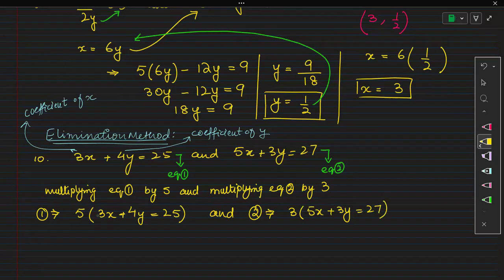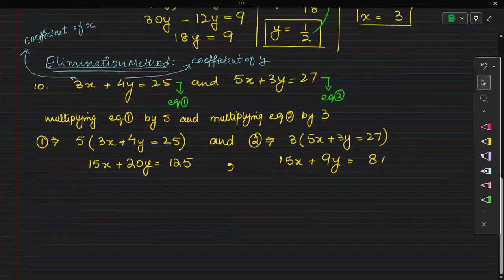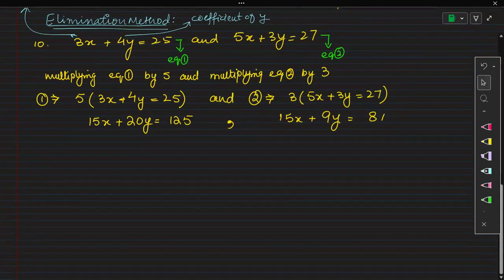So now we have to open the brackets. 5 times 3 is going to be 15x. 5 times 4 is 20y. 5 times 25 is going to be 125. Similarly, this equation will become 15x. 3 times 3 is going to be 9y. And 3 times 27 is going to be 81.